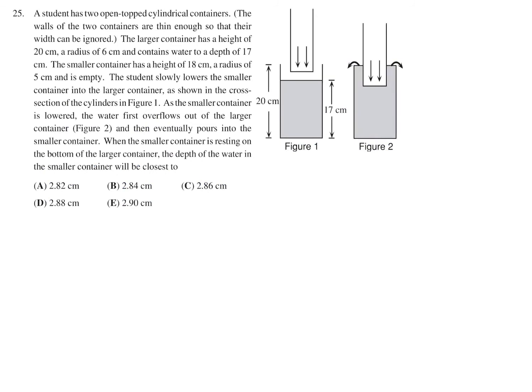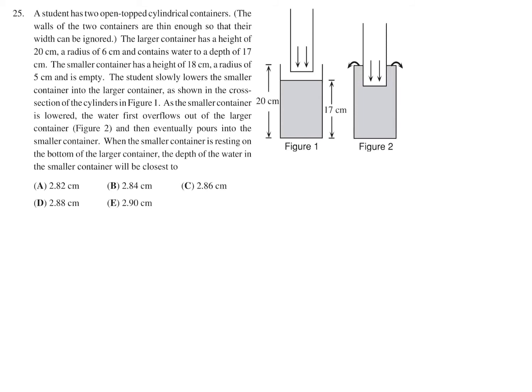A student has two open-topped cylindrical containers. The walls of the two containers are thin enough so that their width can be ignored. The larger container has a height of 20 centimeters and a radius of 6 centimeters and contains water to a depth of 17 centimeters. The smaller container has a height of 18 centimeters, a radius of 5 centimeters, and is empty.